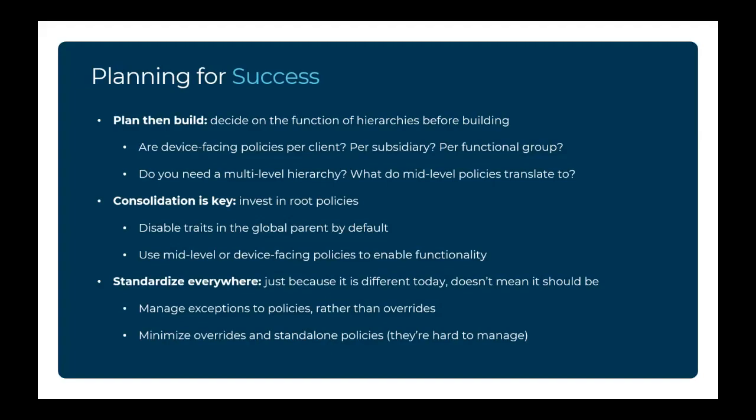So, are your device-facing policies the bottom-most policies, the child policies? Do you have one per client, or maybe if you're an internal IT department, one per subsidiary? Ninja does functional groups. So like sales has one, marketing has one, finance has one. We have companies that have a parent company and then subsidiary A, B, and C. Some of our MSP partners have a lot that are per client. You decide what's going to be best for you and where the differentiation really is, and then start building.